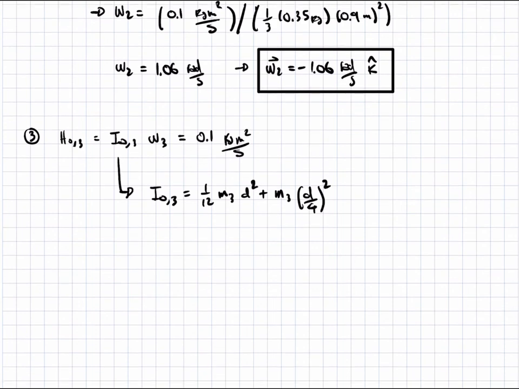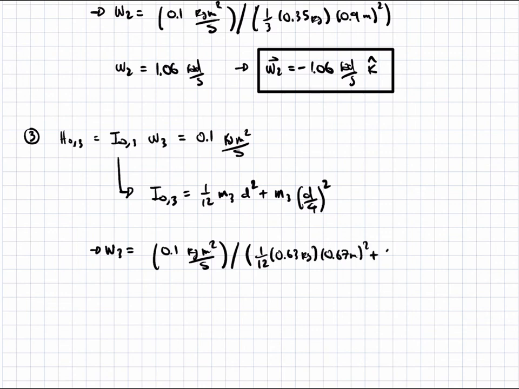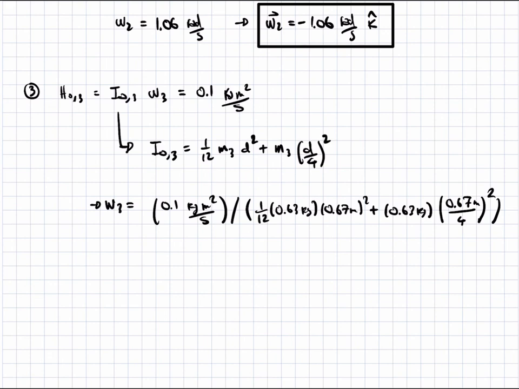So if we plug this in, we get that omega 3 is equal to 0.1 kilograms meter squared per second divided by 1/12 times 0.63 kilograms times 0.67 meters all squared, plus 0.63 kilograms times 0.67 divided by 4 all squared, close bracket. And once we plug these values into our calculator, we see that omega 3 is equal to 2.42 radians per second.